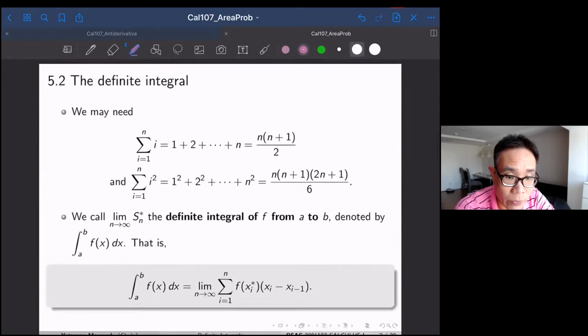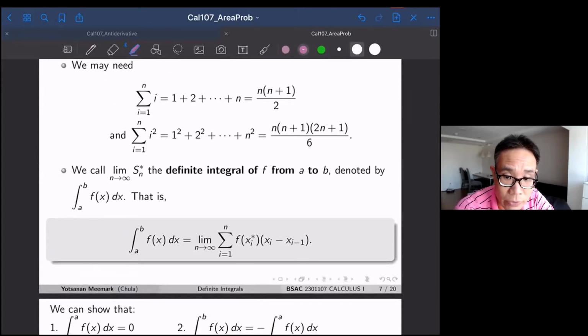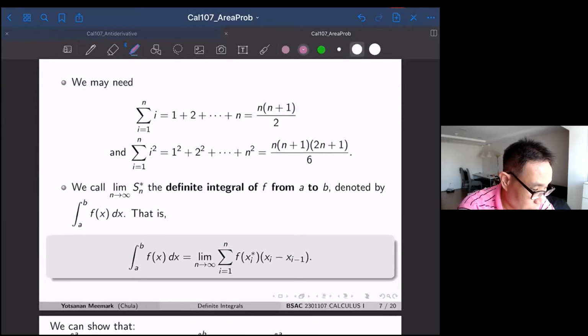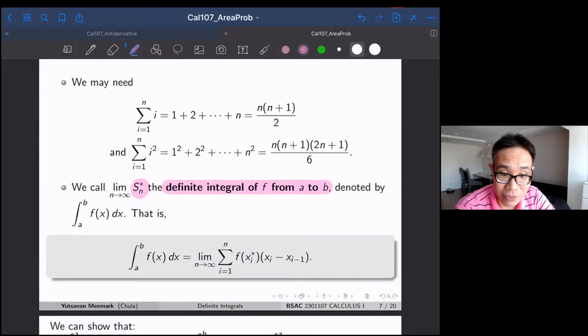And we call the limit of Sn star the definite integral of f from a to b, and we denote it by the integral from a to b of f(x) dx. So this limit of Sn star is called the definite integral. When we want to find the definite integral, do we need to find this limit, this sum, something like this?